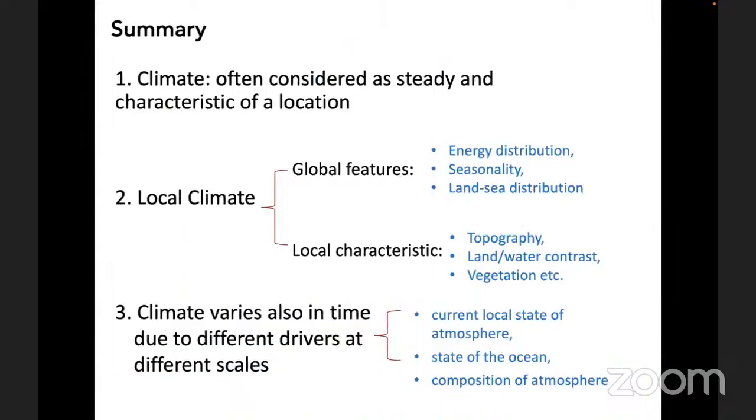So now to summarize what we have said so far. We defined climate as steady, like fixed in place. Of course, it might change. So the local climate depends on two factors: the global and the local one. And we said global energy, seasonality, land-sea distribution. The local ones are listed here, but climate might also vary over time because of these different factors. This is just a summary for you.